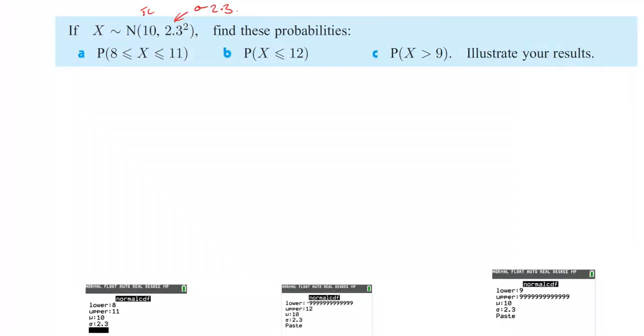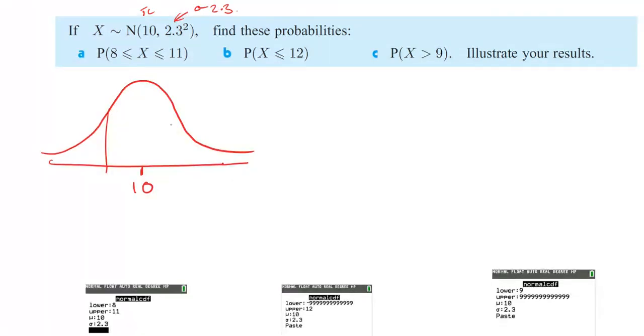Now, for every one of these questions, you need to draw a diagram so we check that our answers make sense and we haven't made a mistake. So every single time, try to do this. We know we're centered around 10, and that means that when we have our 8 and our 11, what we're doing is looking for this area here.